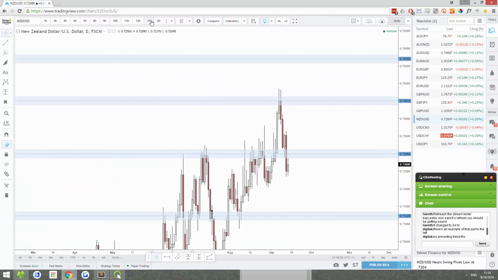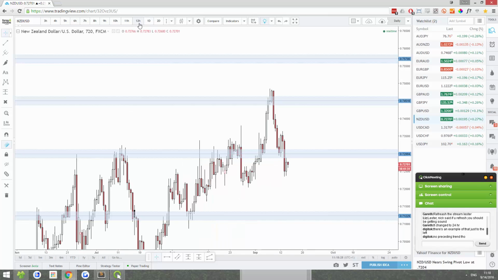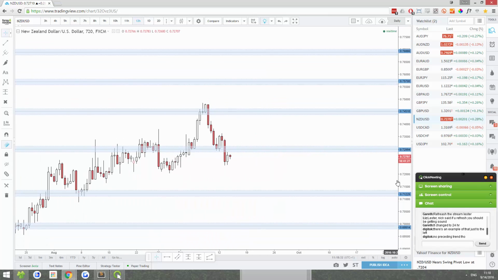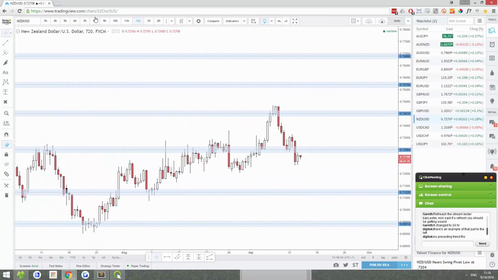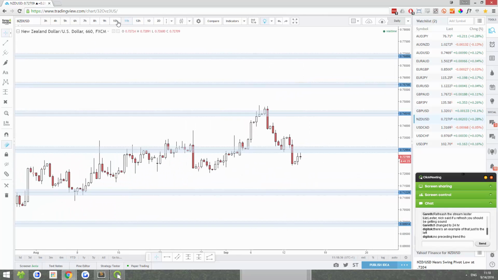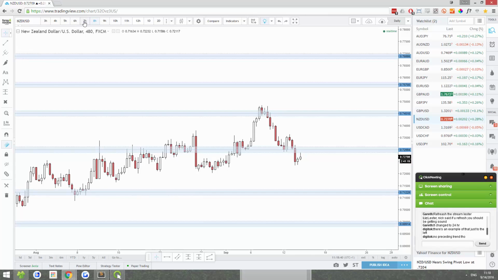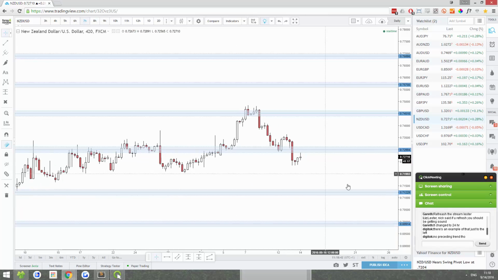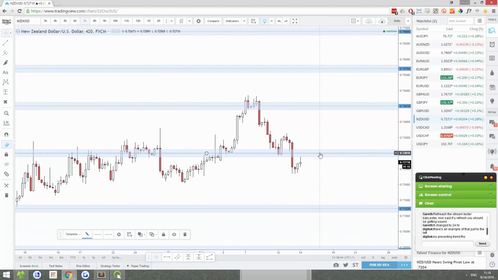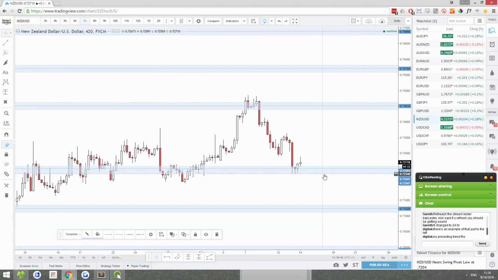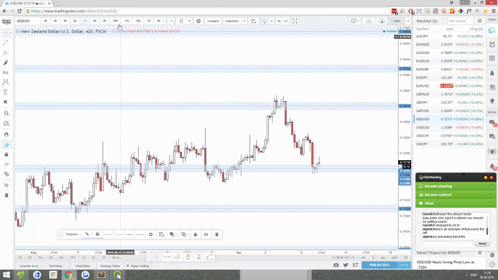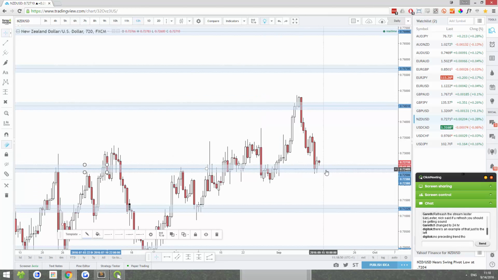New Zealand USD. Wasn't there a trade posted to the forum about New Zealand USD? What was that? Oh, it was a long trade, but yeah, I adjusted my support resistance areas on this one down to here, if I recall.